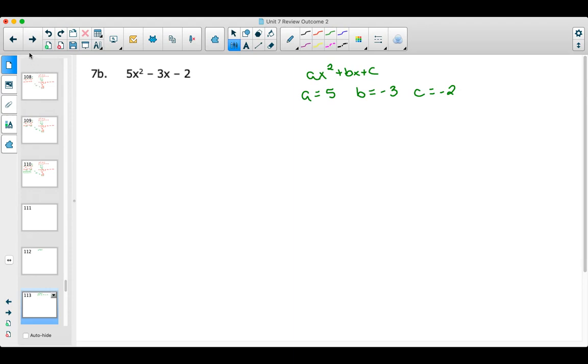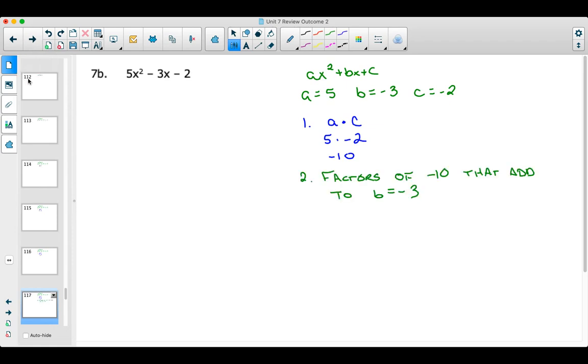Factors of negative 10 are negative 1 and 10, negative 2 and 5. Now, none of these add up to negative 3. So I'm going to flip the signs. I'm going to have a positive 1 and a negative 10, and a positive 2 and a negative 5. In this example, those two add up to negative 3. Again, a is not 1, so I'm going to have to split the middle. So I have 5x squared plus 2x from here, minus 5x from here, minus 2. And if I combine those, it still gets me a negative 3x.